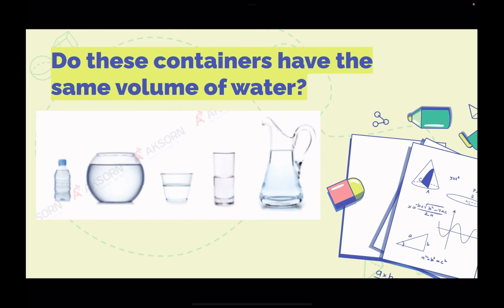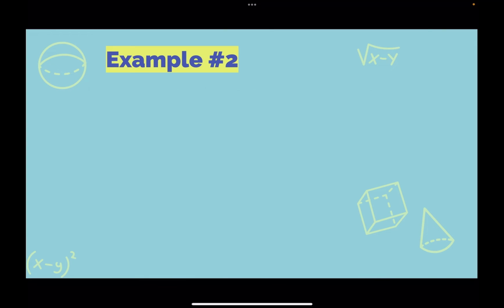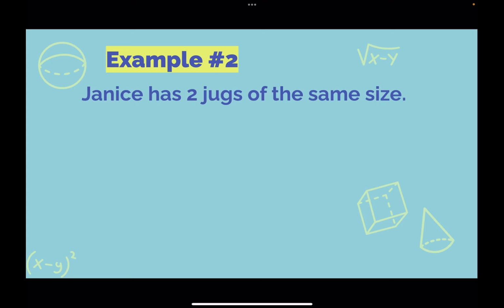Okay, so next, do these containers have the same volume of water? So what will be your answer? Is it yes or no? Do they have the same volume? So let's find out. So example number 2 is, Janice has 2 jugs of the same size.